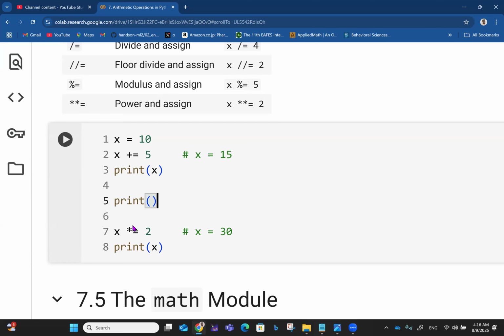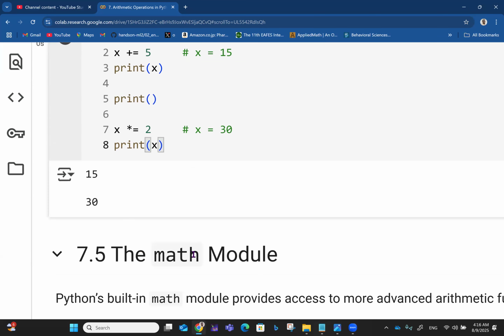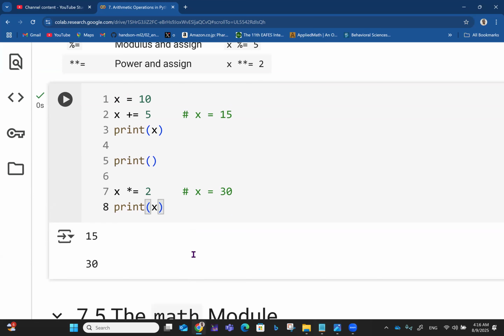By the time you now take the x here and you now say x *= 2, that means the x, not the 10 but the 15, the latest value of x is now 15. So 15 times 2 now will give you 30. So if you run this now, you get 15 for the first one and 30 for the second one. Does that make sense? I believe it does.